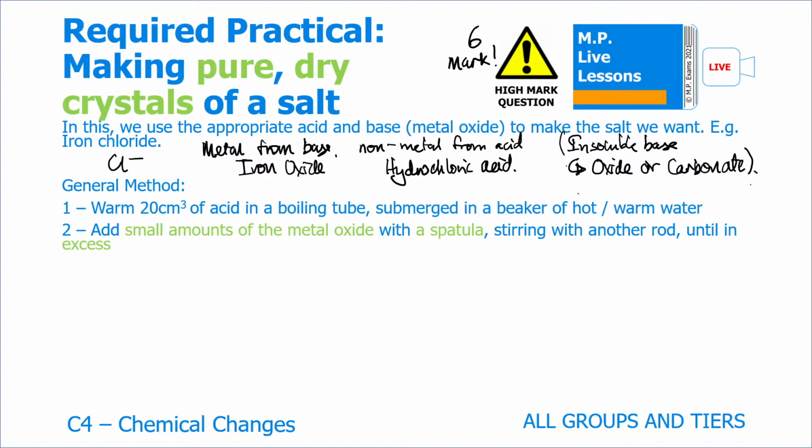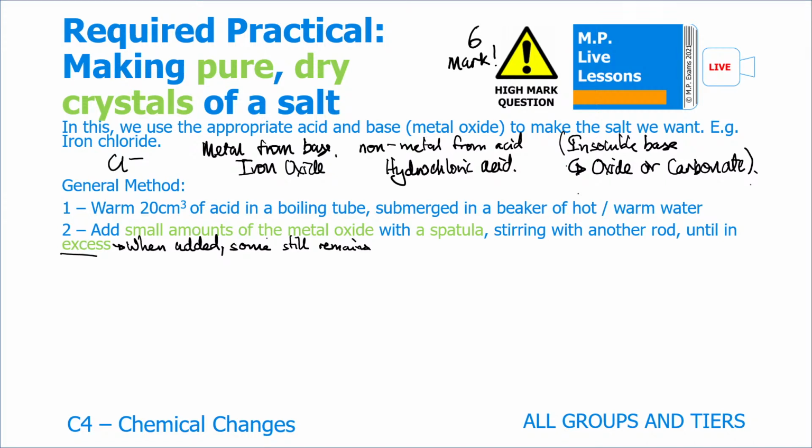Now you need to add small amounts of the insoluble metal oxide or the metal carbonate with a spatula, and you need to stir with another rod so you don't contaminate anything. And you add it until an excess. This means when you add it, some still remains. It's easy to tell because within the soluble base, it will not dissolve, and if it hasn't reacted anymore, it won't disappear and it'll just stay there.